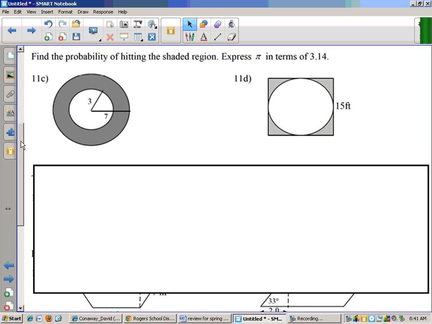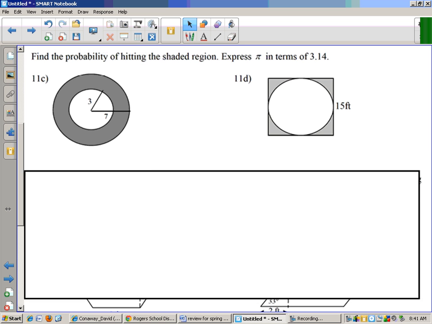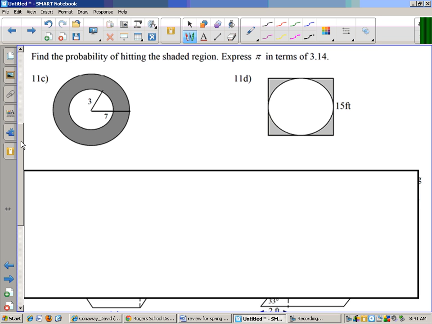Okay, probability. Find the probability of hitting the shaded region. So, with probability, we are looking at what is the area of the region we want and what is the area of all the possible region. Okay, so probability is equal to the part that we want over the whole or total area. So the first question is, how do we find the area of the part that we want? The part we want is this donut.